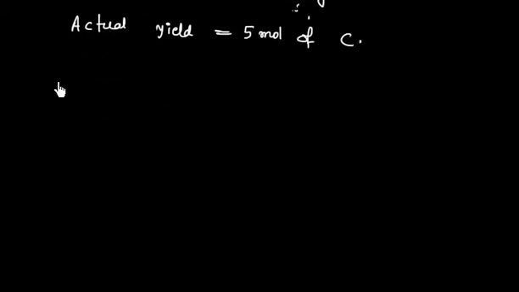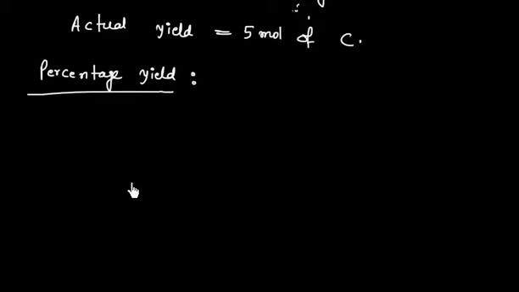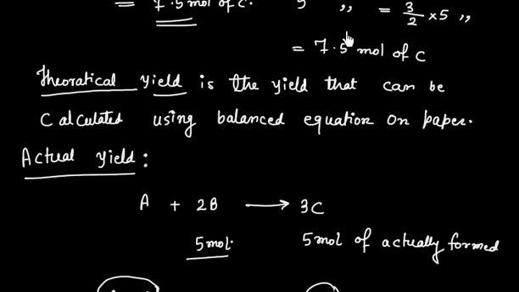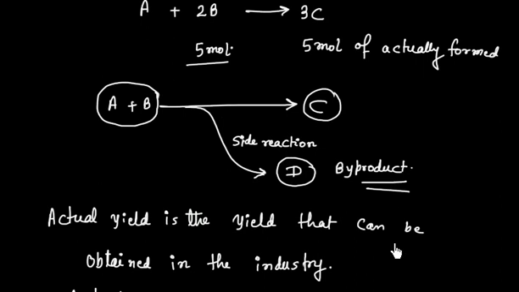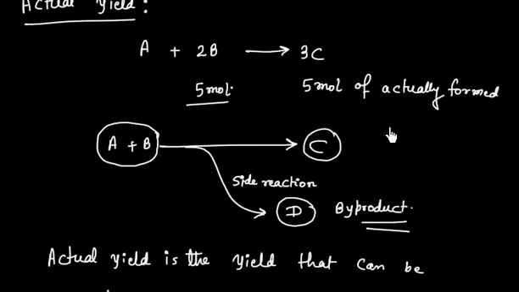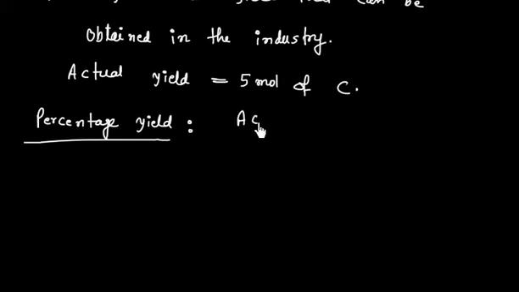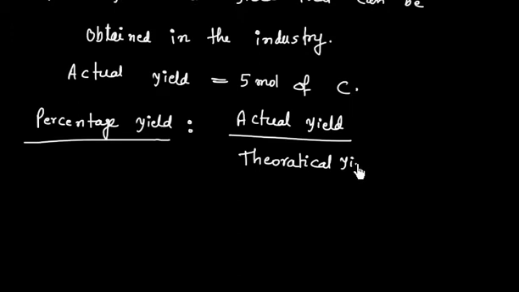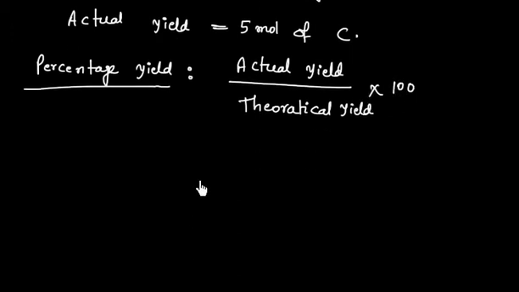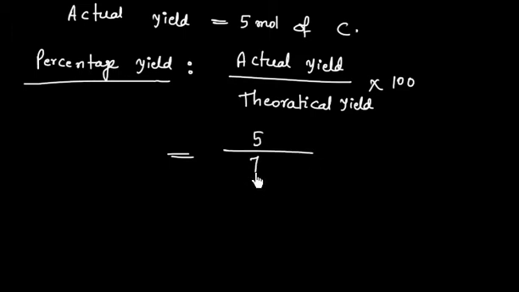Now the next is percentage yield. And this you can easily understand. What is the percentage yield? You are expecting 7.5 mole of C, but you are getting only 5 mole of C from industry. This means you are getting less. But how many percent are you getting? We define percentage yield as equal to actual yield divided by theoretical yield multiplied by 100.